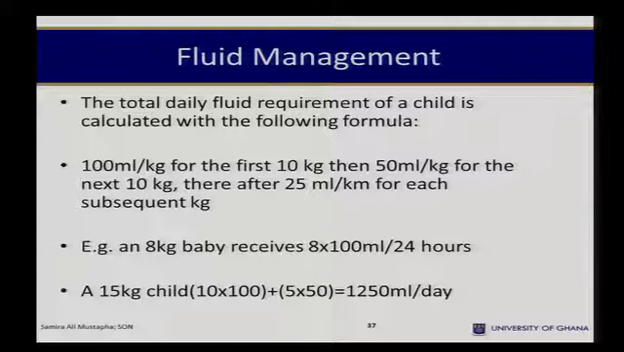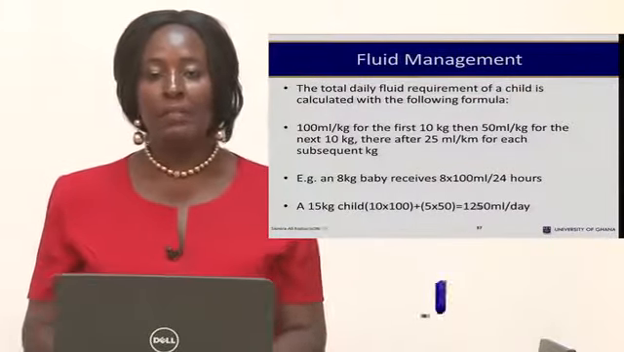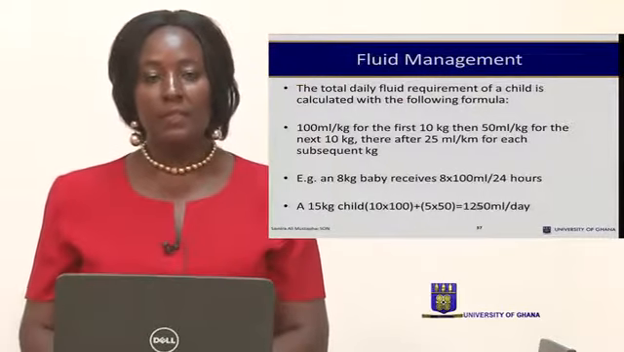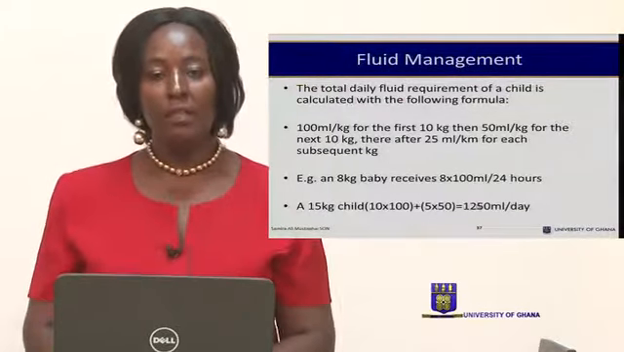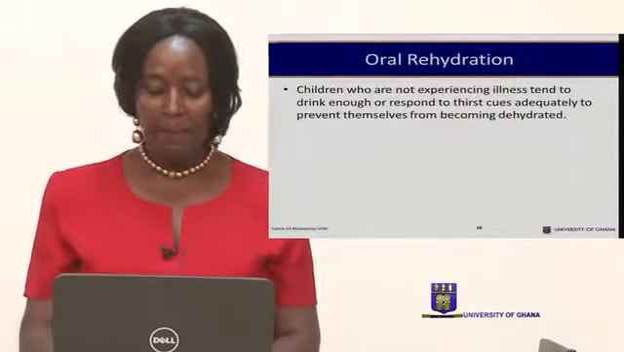For example, as you can see on the slide, a baby who weighs 8 kilograms will receive 800 ml of fluid in 24 hours, whereas for a child that weighs 15 kilograms, the first 10 will be multiplied by 100, and then the next 5 by 50. So you have a total of 1,000 plus 250, which gives us a total of 1,250 ml per day. So try your hands on some weights and look at how the fluid is calculated, so that when you come into contact with any child, you can also estimate this.